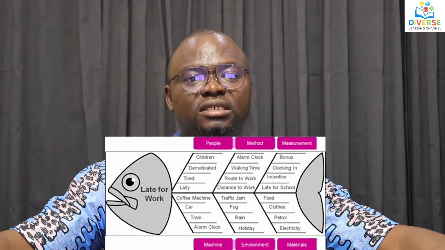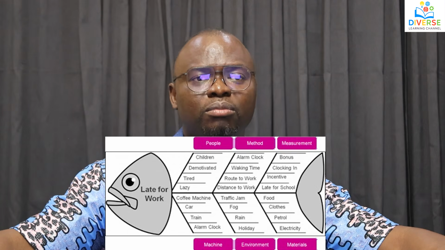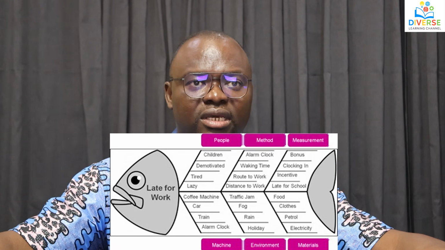Then you can move to material. I can't really think of any with the example of lateness, but if there's any material related, let's say I use another example of a product which is failing, then obviously one of the reasons could be the material quality, right? But in this case of lateness, it doesn't apply. Then we can look at measurement. I don't think that is appropriate here either.